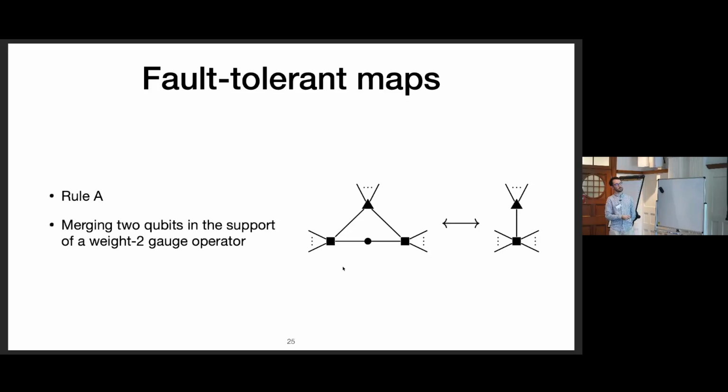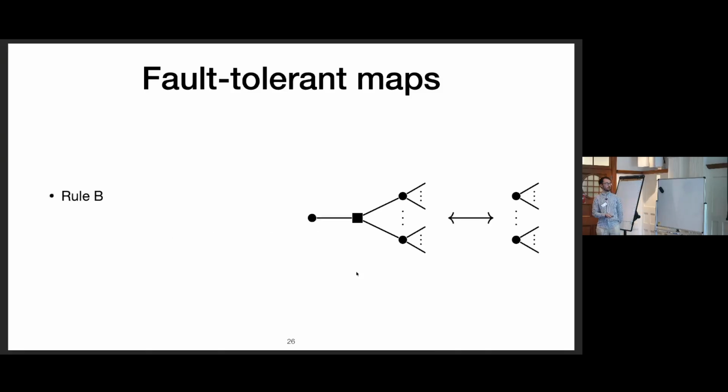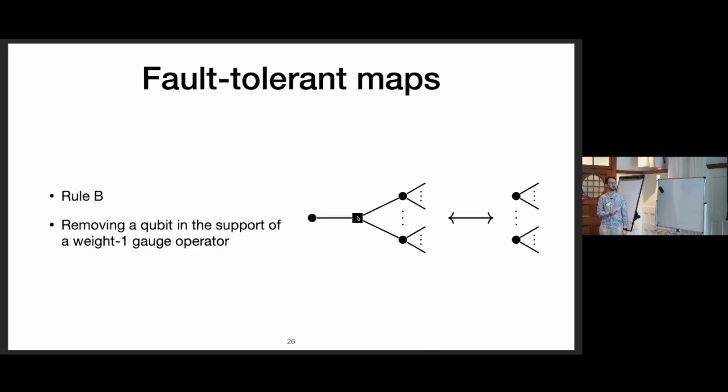But proving that this satisfies all of those definitions is one of the things we have to do in the paper. But it's quite a simple rule, and one that you can maybe believe would be a fault-tolerant map, as I described. And then the second one is what we call rule D, and this is perhaps even simpler. This is saying that if I just have a qubit in the support of just a weight 1 gauge operator, I can just remove this from the code. You can see this as this qubit just getting fixed by this gauge operator, so it's not really relevant to the properties of the code from a QEC perspective. Okay, so these are two atomic fault-tolerant maps that we show satisfy the definition.